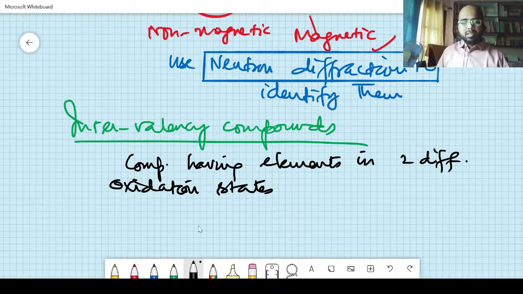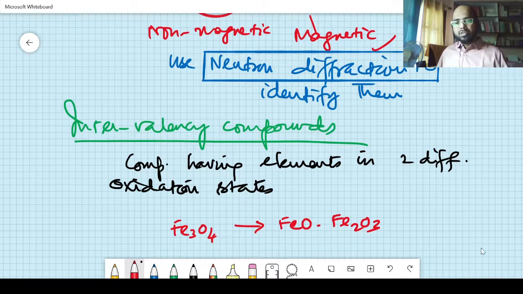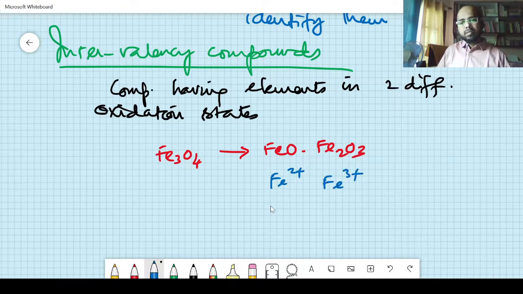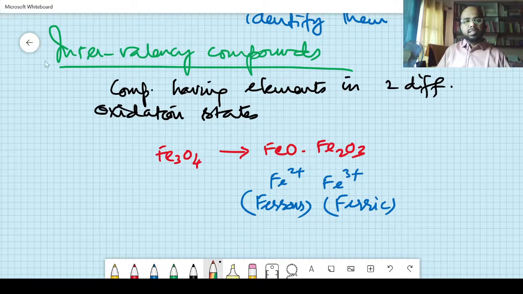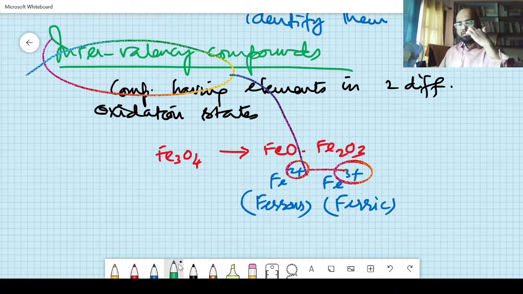For example, you take the case of Fe3O4. Fe3O4 actually exists like FeO and Fe2O3, right? So out of these two, you will have one in Fe2+, another one in Fe3+. This is ferrous, and this one is ferric. So that is why you call it an intervalency compound, ferrous and ferric.